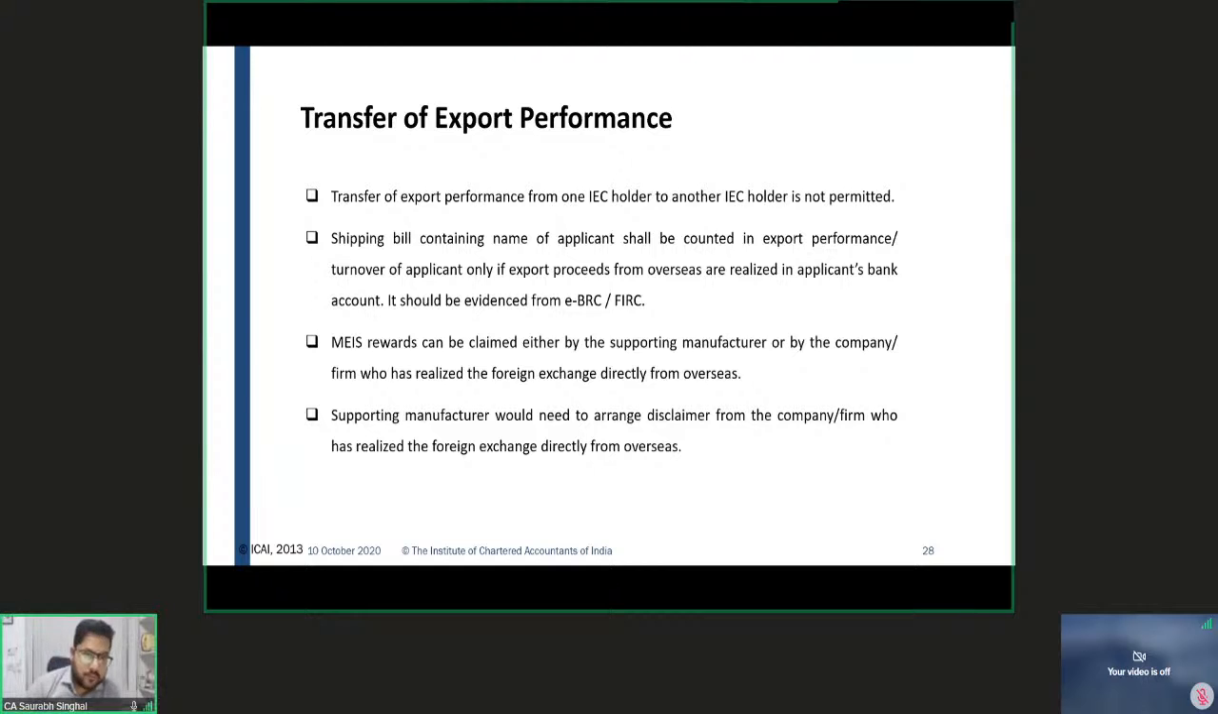Now, transfer of export performance. The provision provides that in case a person has exported goods having an IEC, he cannot say that I am transferring all my export performance, all my export turnover, whatever I have made in the past few months, to another IEC, and now you grant scripts to this person. That is not allowable. Scripts are only given to a person in whose name the shipping bill is filed, and in the bank account or in the name of the person who has the name in the shipping bill.